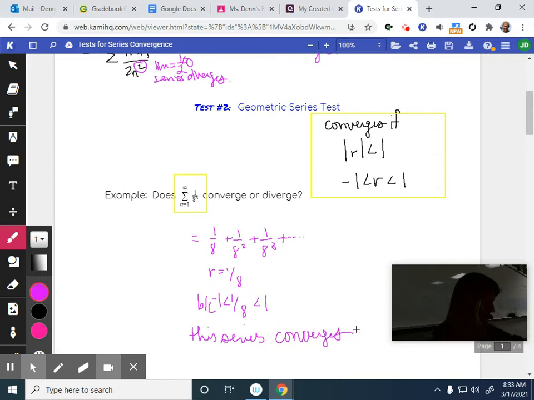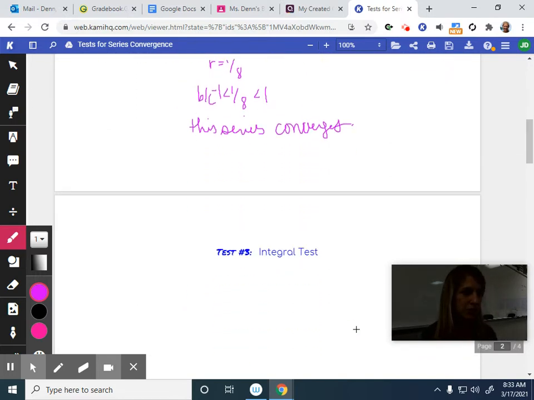And that's really all you need for geometric series. So I just wanted to make sure it was in the list. Okay, now the integral test.